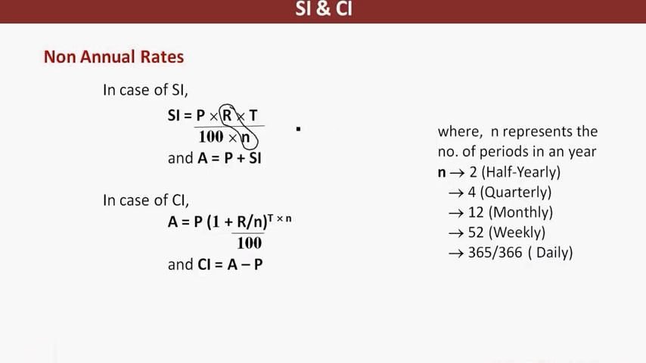So in case the compounding is not happening annually, the rate has to be divided by the number of time periods. If it's a semi-annual rate, N will be 2. If it is a quarterly compounding, N will be 4. If it is a monthly compounding, N will be 12. If it's weekly, it will be 52, and if it's daily, it depends upon the year. It could be 365 or 366 depending upon the leap year.